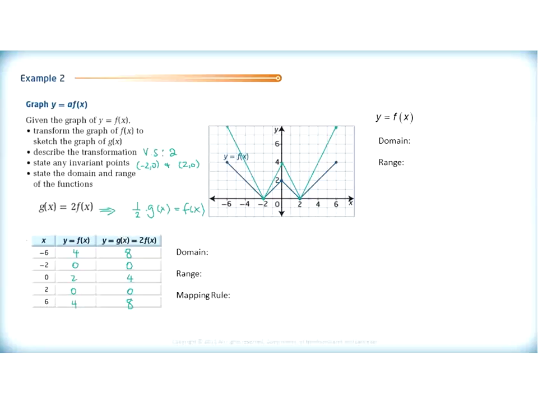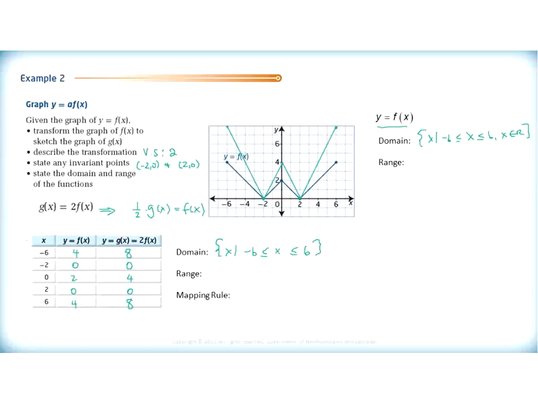State the domain and range of the functions. Let's do that. The original function has a domain between -6 and 6. Again, you think about the values of x where I can find points on the graph. I can find points on the graph between -6 and 6. The domain of the new graph hasn't changed. The domain of the new graph is still between -6 and 6. So x is still between -6 and 6.